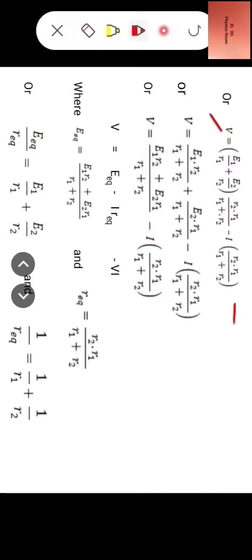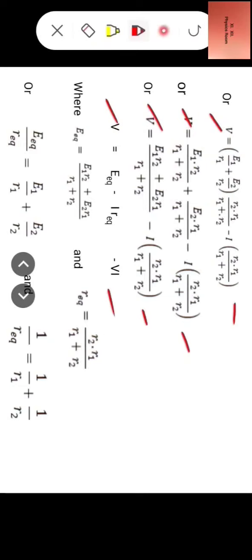So on further simplification we get V equal to E1 R2 divided by R1 plus R2, plus E2 into R1 divided by R1 plus R2, minus I into R2 into R1 divided by R1 plus R2. And V is equal to E1 R2 plus E2 R1 divided by R1 plus R2, minus I into R2 into R1 divided by R1 plus R2, or we can write it as V is equal to E equivalent minus I into R equivalent.